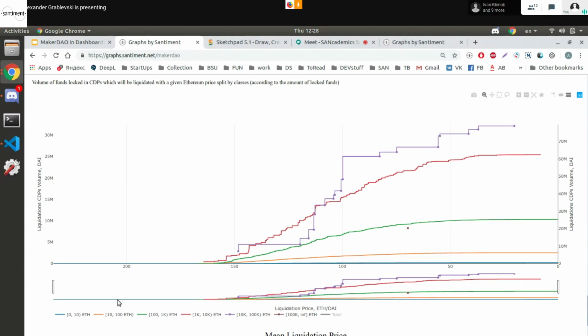Yeah. So if some CDP is counted here with a liquidation price larger than 0, then this CDP must have issued DAI. So those small CDPs that are at the beginning, they must have issued some DAI.